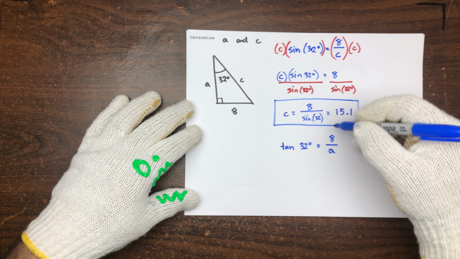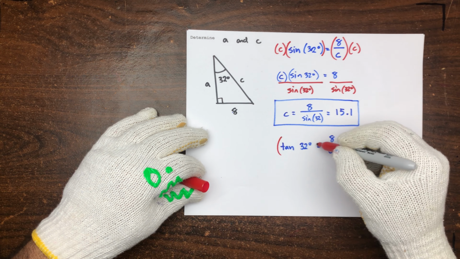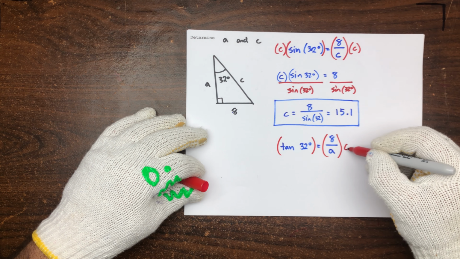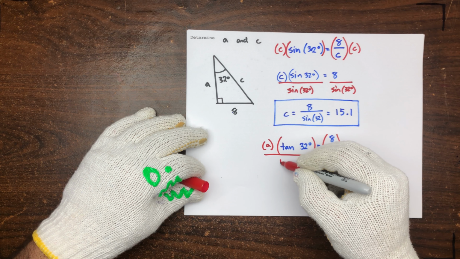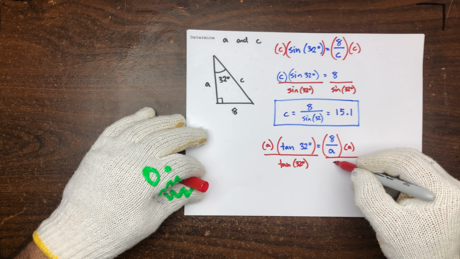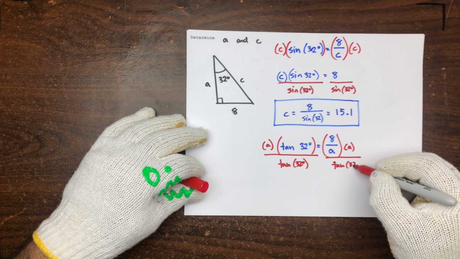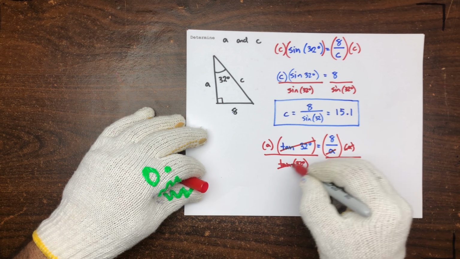And we're going to do the same kind of math as we did here. We're going to try to solve for A here. So we're going to multiply both sides of the equation by A first. And then we're going to divide both sides of the equation by tan 32. So this A cancels with this A. Tan 32 cancels with tan 32.